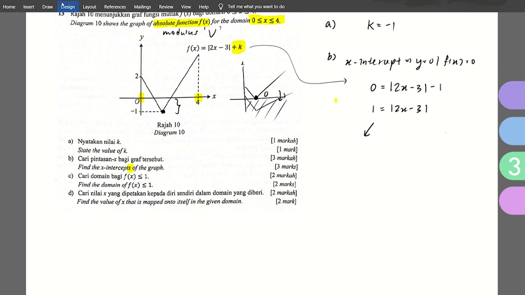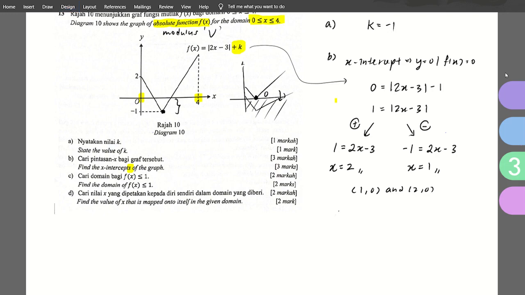Now, since this is a modulus equation, we need to split it into two cases. The first case is considering the positive one. The second case is considering the negative. For the positive side, we just remove the modulus. For the other side, we need to add the negative on the left side. By solving this, you'll get x equals 2 and x equals 1. So your x-intercepts have two answers, (1, 0) and (2, 0).